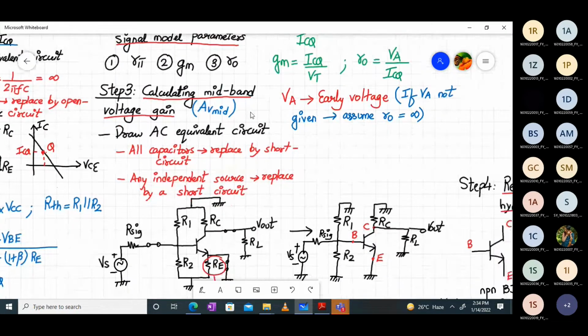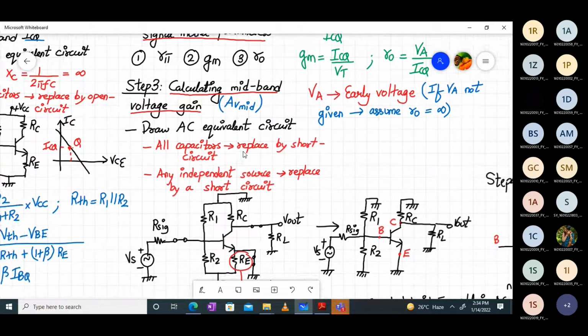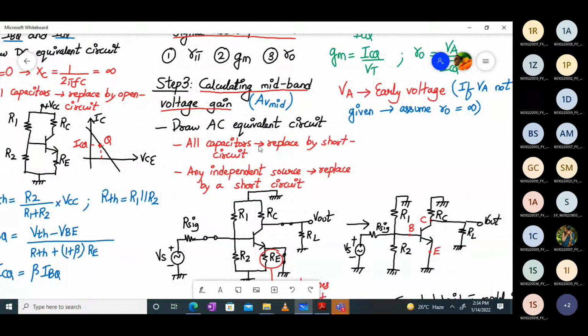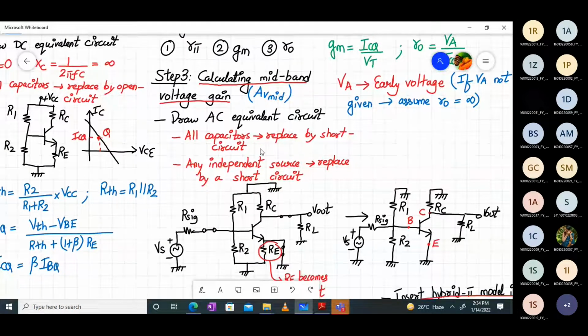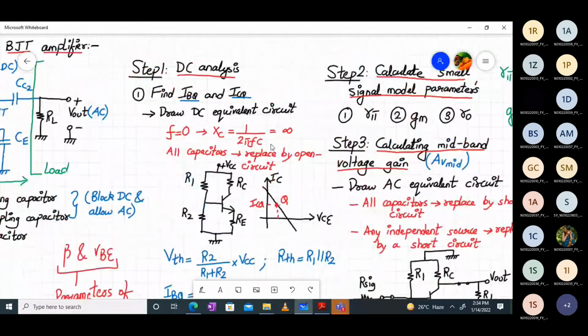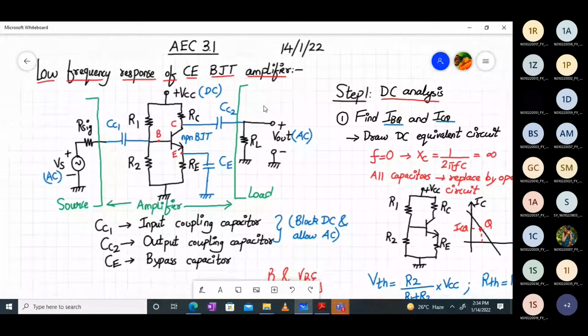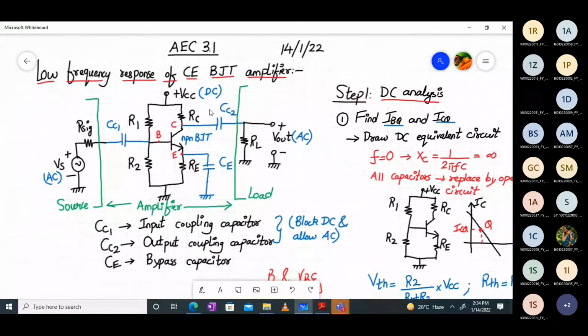For calculating it, we draw the AC equivalent circuit, right? When we draw the AC equivalent circuit, there are two conditions. All the capacitors, it's just a representation for calculation purposes only, are replaced by a short circuit, right? And any independent source. Now, what is the independent source in this circuit? Can anyone tell me? What's the independent source in this BJT amplifier circuit, whether it is VS or VCC? Independent DC sources basically. Which is it?